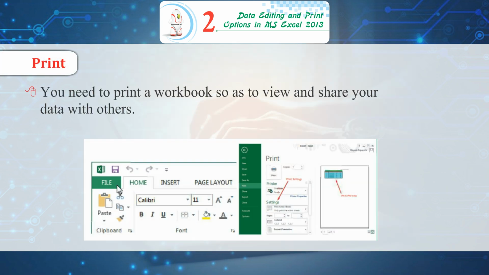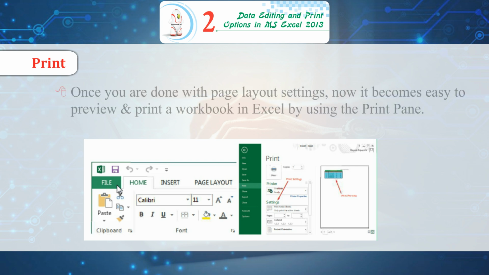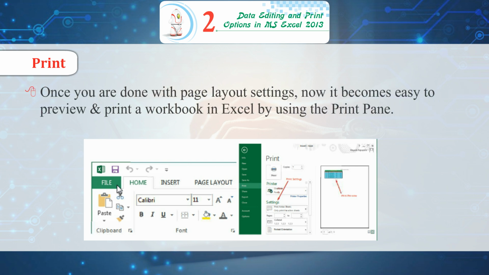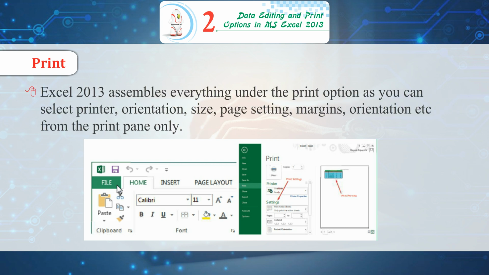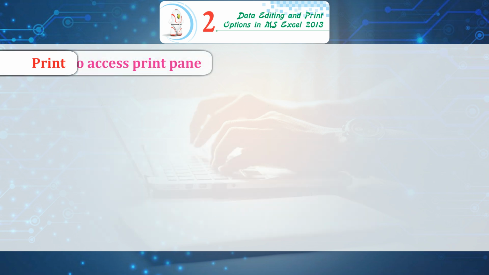Print. You need to print a workbook so as to view and share your data with others. Once you are done with page layout settings, now it becomes easy to preview and print a workbook in Excel by using the Print pane. Excel 2013 assembles everything under the Print option as you can select Printer, Orientation, Size, Page Setting, Margins, etc. from the Print pane only.